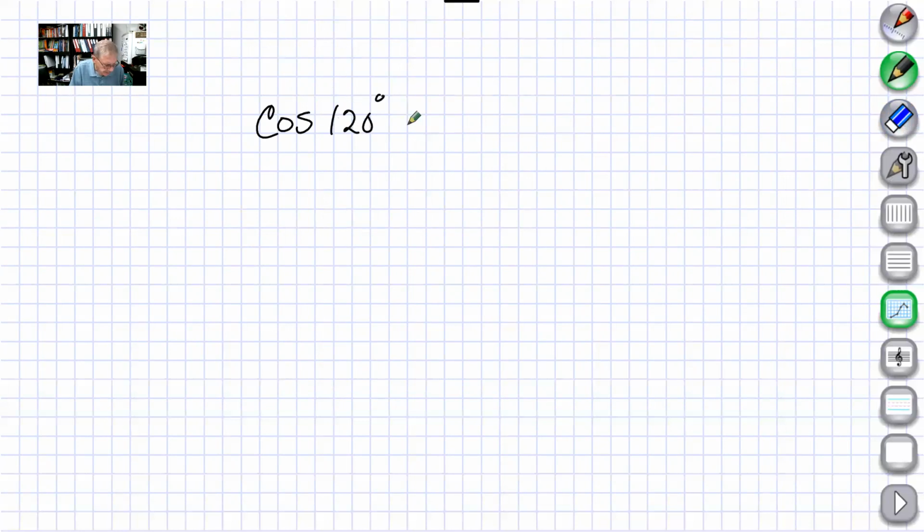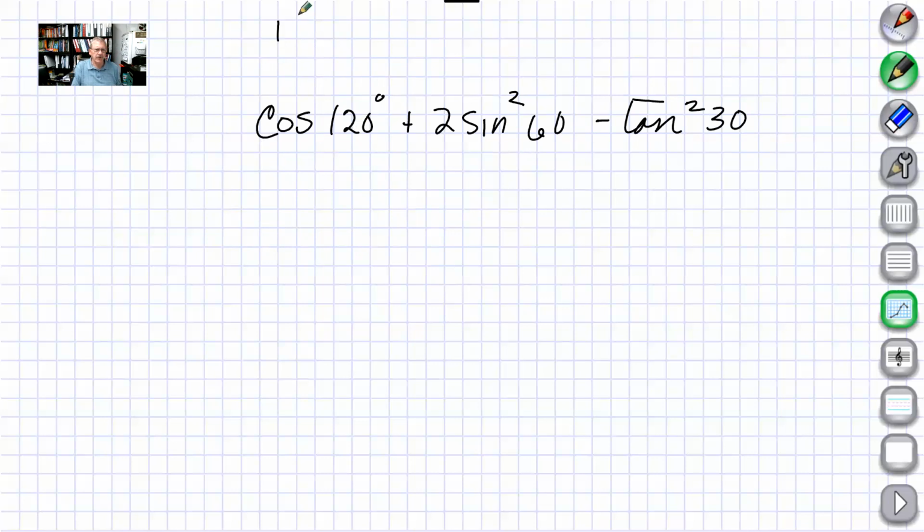Cosine 120 plus 2 sine squared 60 minus tangent squared 30. Oh my goodness. Cosine 120, reference angle 120 from 180, 60. Cosine is going to be negative, so this is negative cosine 60.